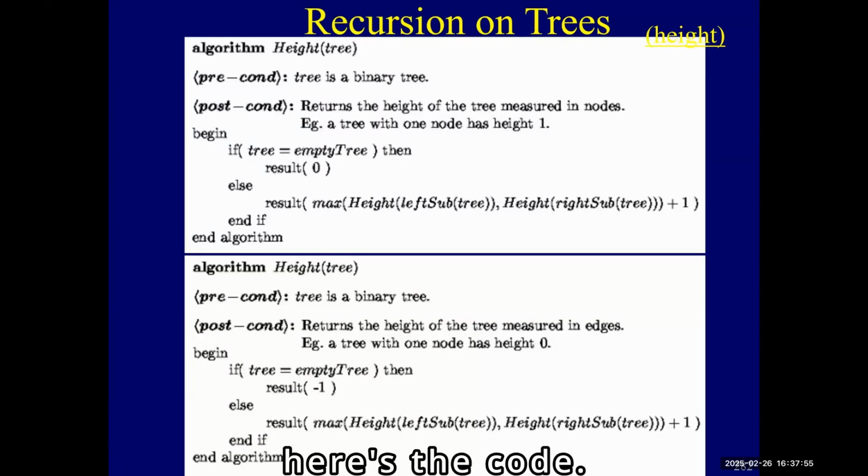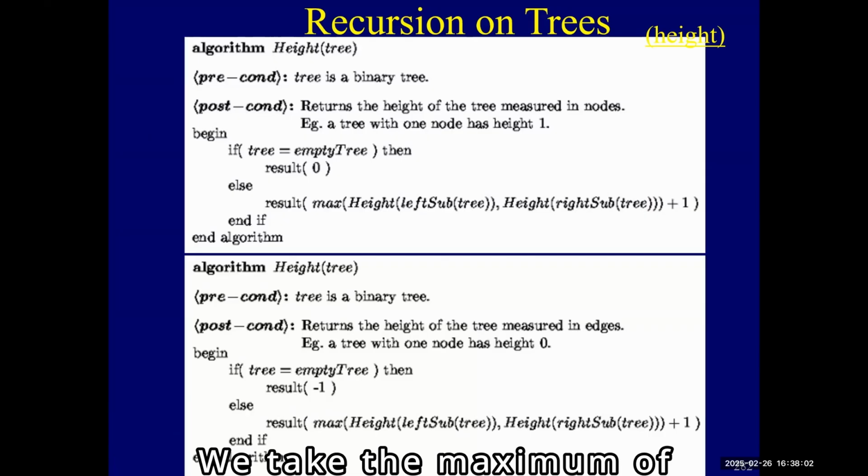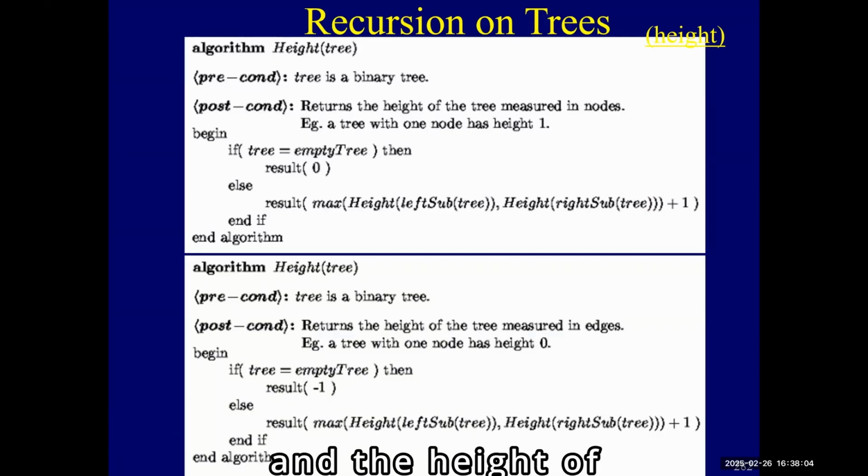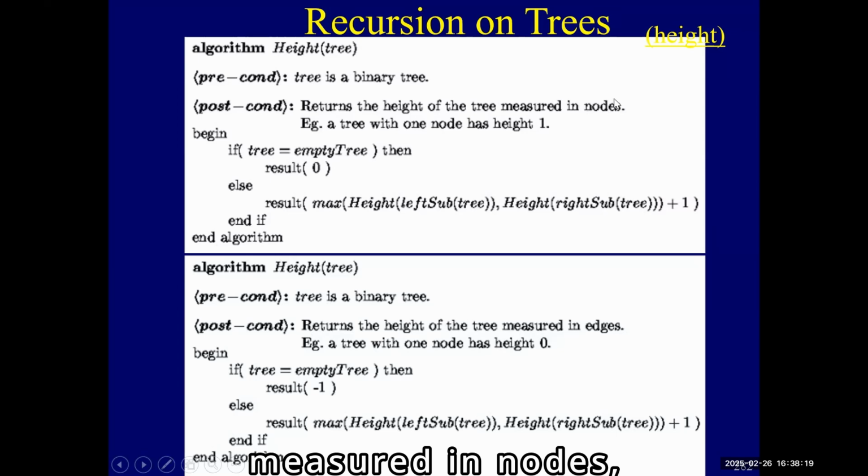All right, so here's the code. It's just what we expect, right? We take the maximum of the height of the left and the height of the right plus 1, and the base case is either 0 or minus 1, depending on how we define the height of the tree. This one up here is measured in nodes, so we got 0 nodes, and we got minus 1 edges. Right? Everybody good?